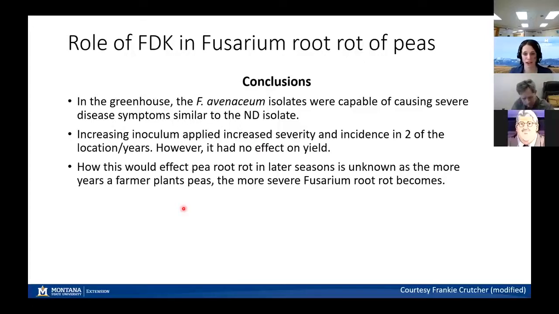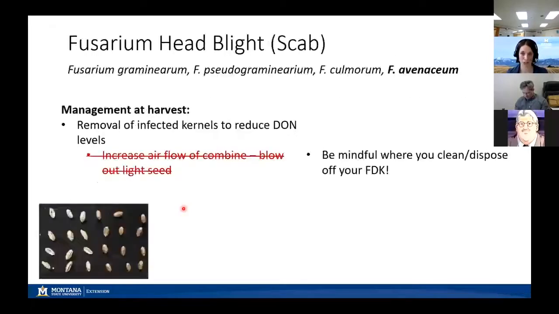the season, what needs to be considered is that the more often peas are planted in the field, the more Fusarium pathogens we are accumulating in that field that can cause progressively more root rot. So it's worth considering how much we are contributing to the pool of pathogens that cause pea or other pulse crop root rots by this practice of spreading these diseased kernels into your field.